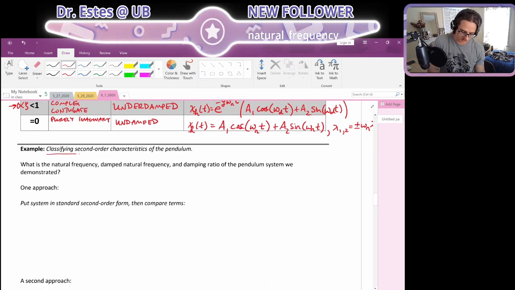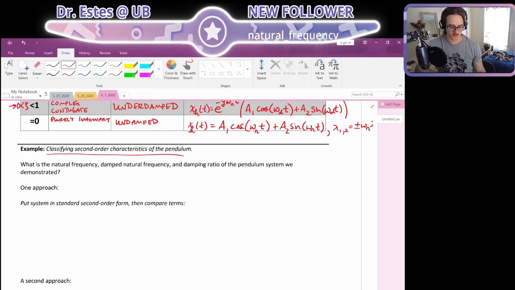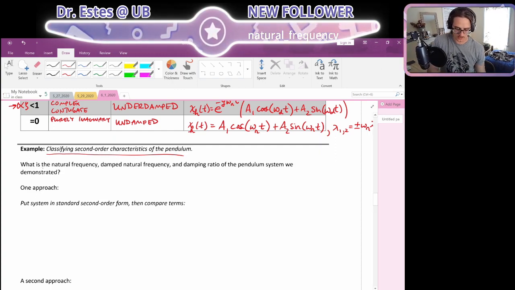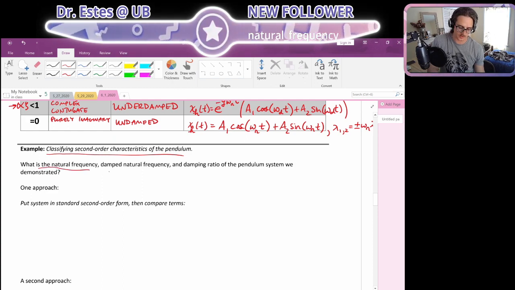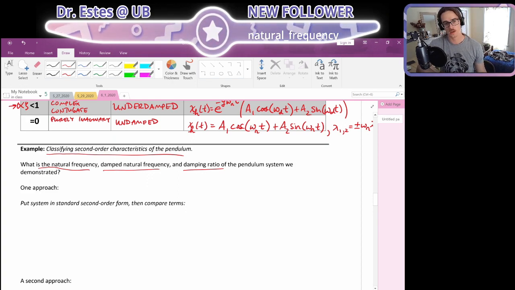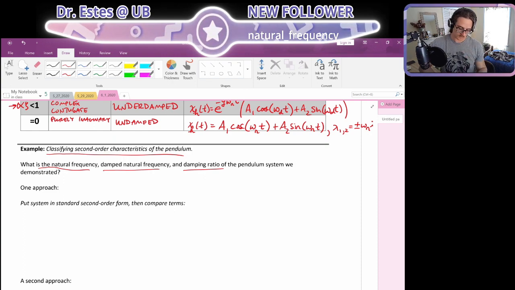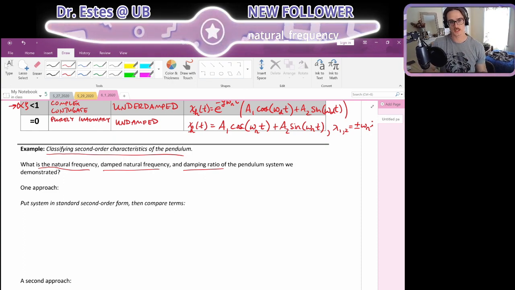So let's look at the pendulum. We know that it's going to be underdamped because we've looked at this a lot. But now that we know some terminology, I want us to get the natural frequency, the damped natural frequency, and the damping ratio of the pendulum. And I'm going to show you 2 different approaches.